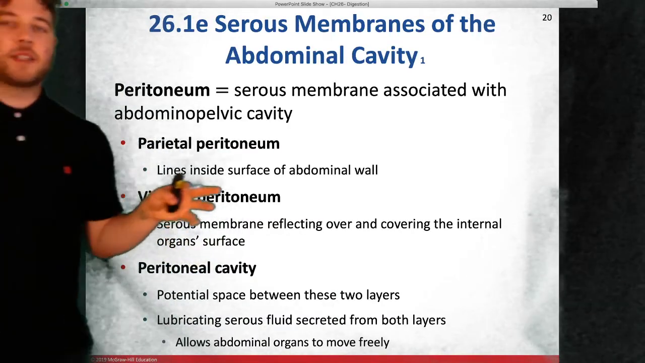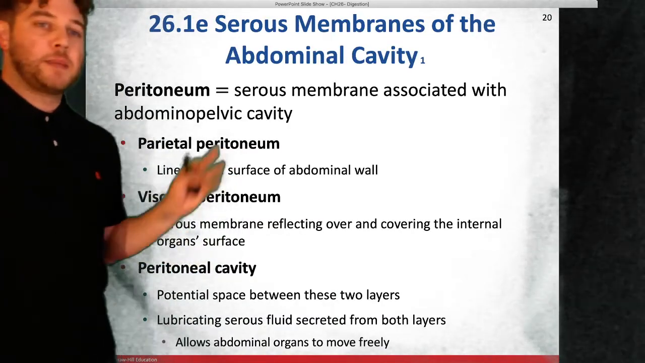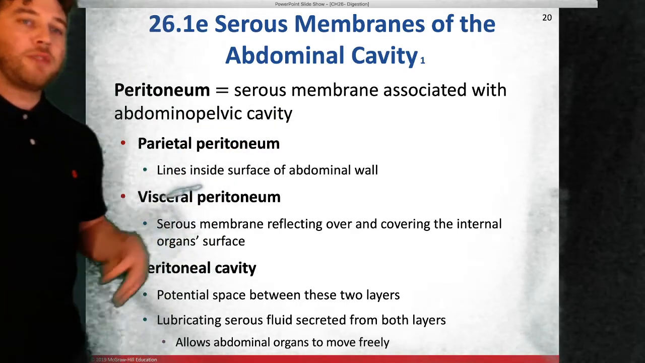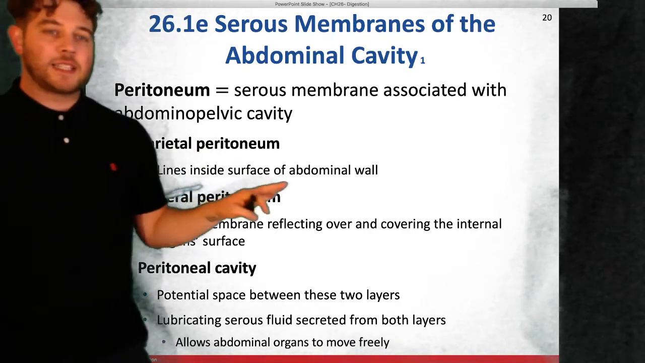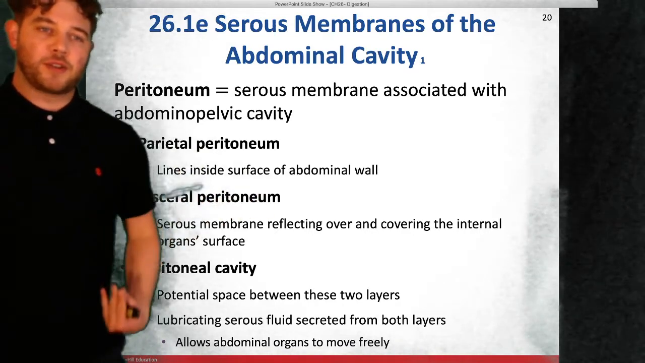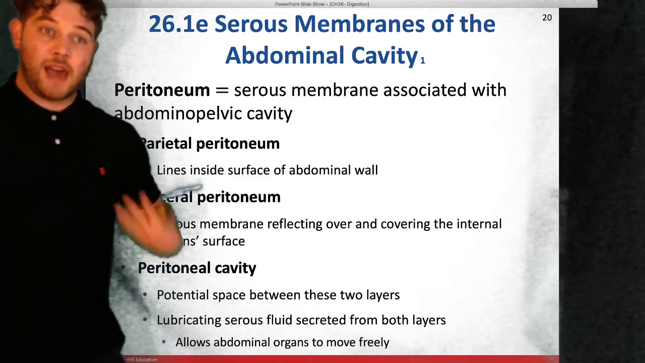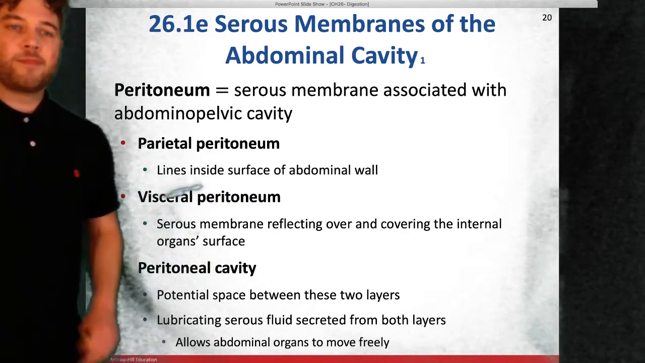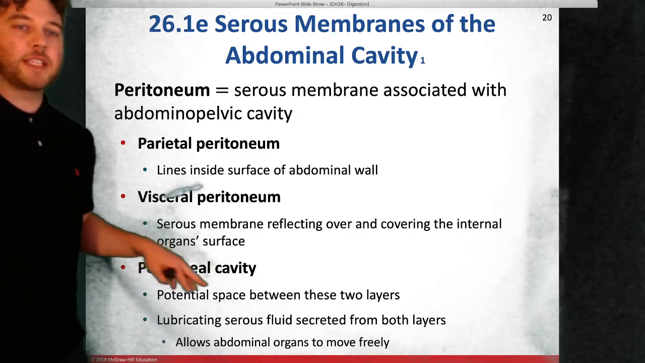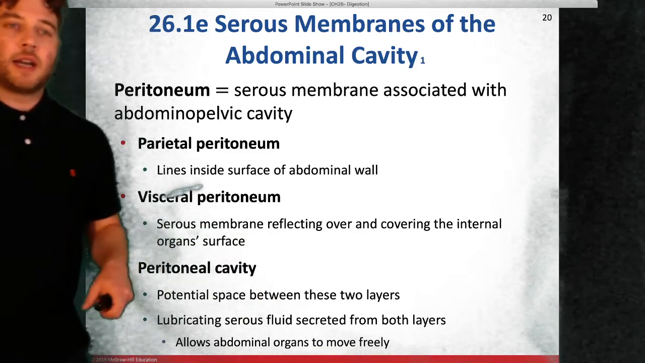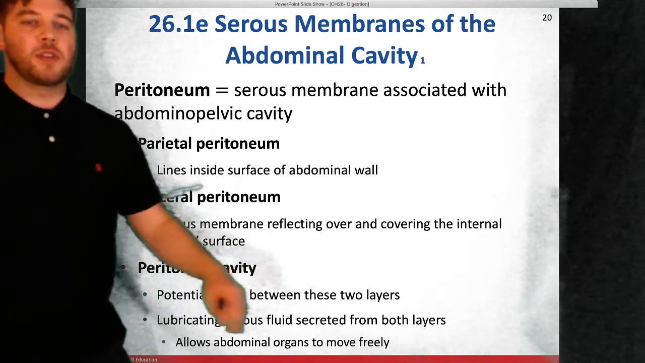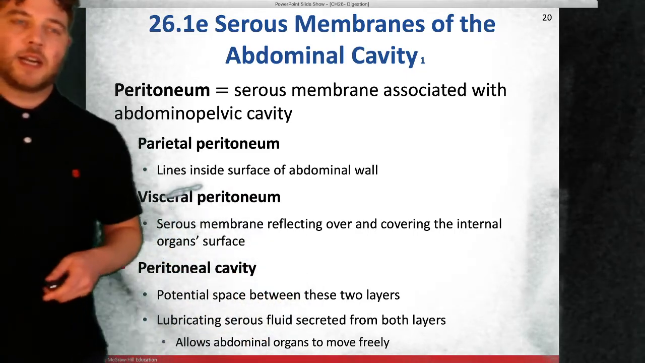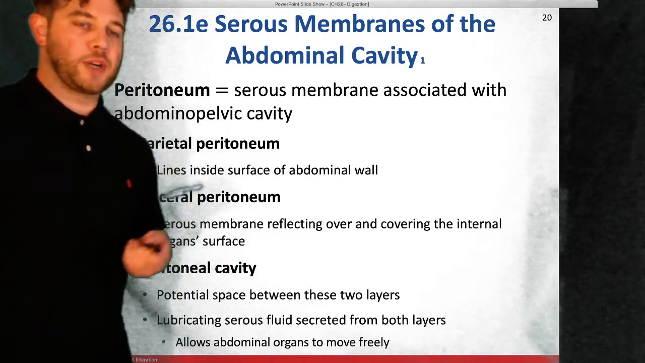So looking at the serous membranes of the abdominal cavity. The peritoneum is a serous membrane associated with the abdominopelvic cavity. You have the parietal peritoneum lining the inside surface of the abdominal wall. So remember, the parietal actually lines the cavity. The visceral is going to be covering the organ surfaces. The peritoneal cavity is the potential space between these 2 layers. Lubricating serous fluid secreted from both layers allows abdominal organs to move and shift freely. We saw that with the serous fluid in the pleural cavity.